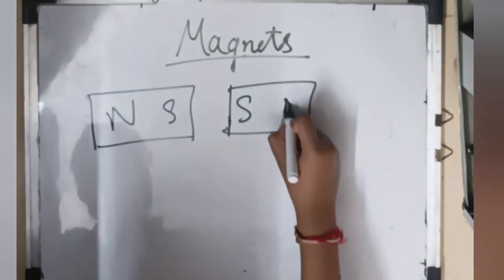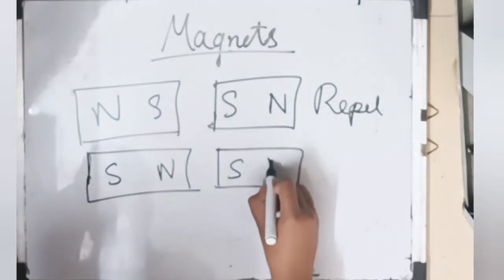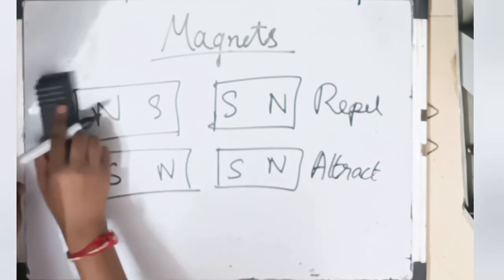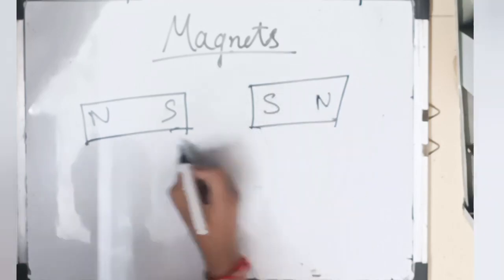As we all know, like poles repel and unlike poles attract. Here like poles are south-south and unlike poles are north and south. Now we'll discuss the force between two magnets.